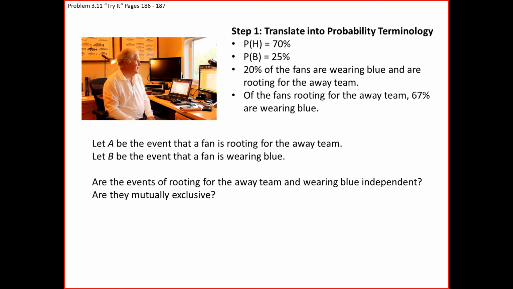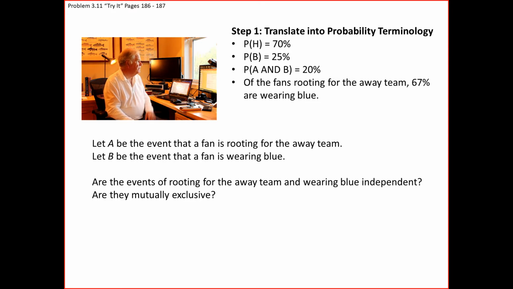All right? The next one down, the third bullet here that we're working on, 20% of the fans are wearing blue and are rooting for the away team. You're going to find that you have to read these things very carefully. You see that little three-letter word, and? Of the fans are wearing blue and are, that means that what that English says is that the probability of wearing blue, B, and rooting for the away team, A, the probability of A and B is 20%. And there you have it.